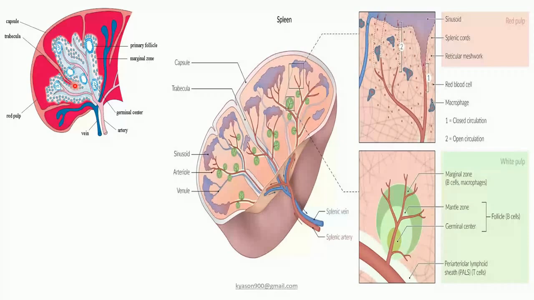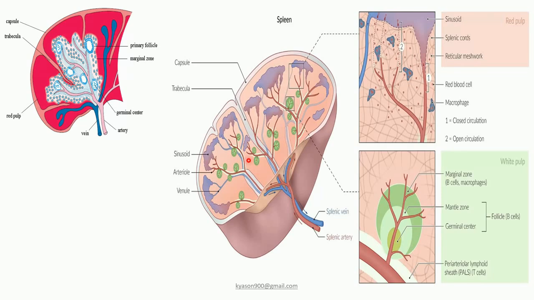Okay, then we have the red pulp. What is the red pulp made up of? As you can see, all these areas that you see here, these brown areas, this is the red pulp. It makes up the largest portion of the parenchyma of the spleen. The white pulp is only these small areas here, around these central arteries, and we say its relevance is immune surveillance.